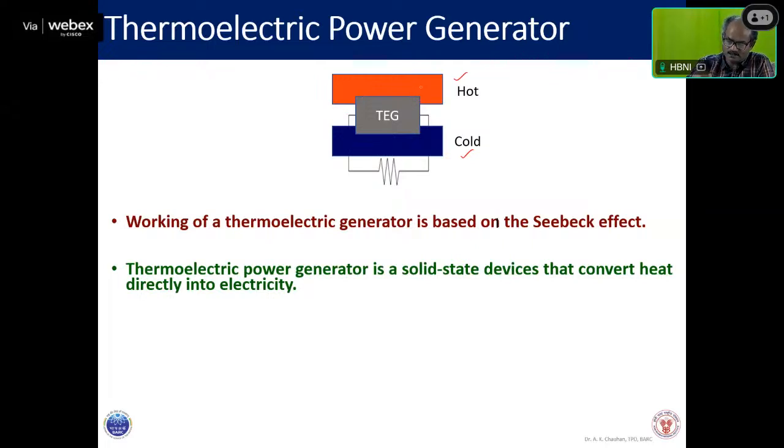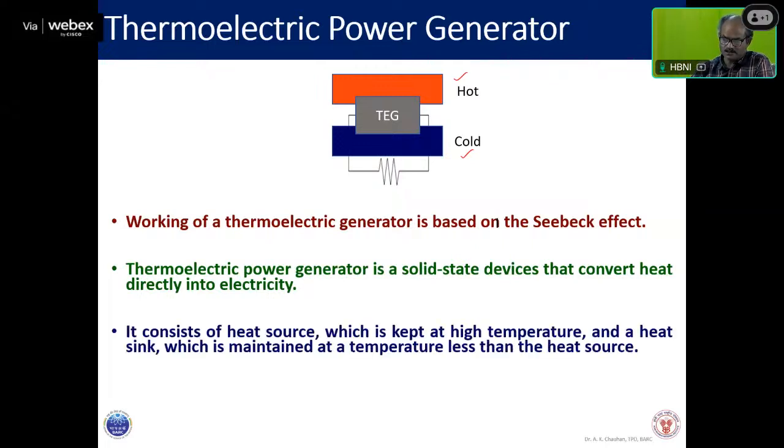One side is at a higher temperature, and the other side is cooled. So there is a temperature difference, and this temperature difference is converted to electricity. That is a thermoelectric power generator, and this is a solid state device. It consists of a heat source which is kept at high temperature and a heat sink which is maintained at a temperature less than the heat source.